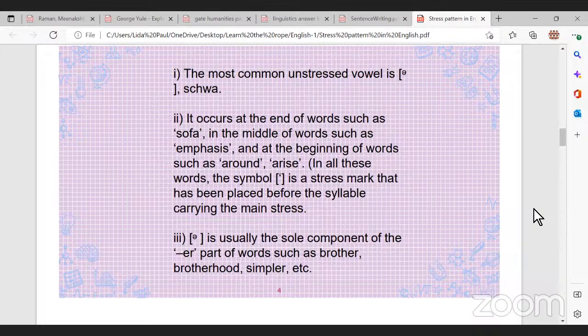Arise and rise, how is the pronunciation different? Arise and which one? Rise, R-I-S-E, rise. Rise doesn't have the shva sound. So when I say arise and rise, are they two different things or same things? The first syllable should not be stressed, that's all. Rise, arise. Round, around. It's not around. It's a different vowel sound.